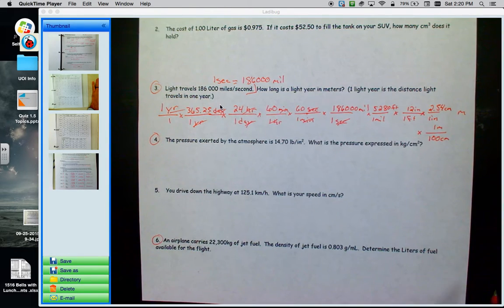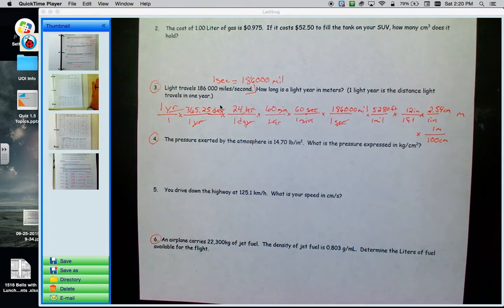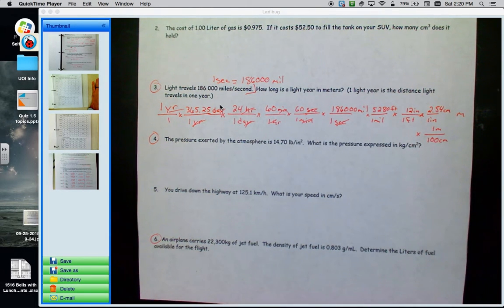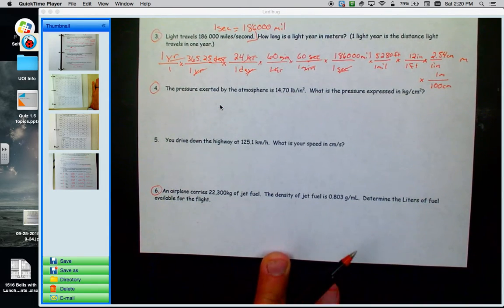Yep. Here's your setup for problem 3. I know it looks like a lot, but imagine if we work this out one step at a time, it would be a 1, 2, 3, 4, 5, 6, 7, 8, 9-step problem. Now we can calculate the top, calculate the bottom, and divide and get our answer. Cool, take a look at number 4.